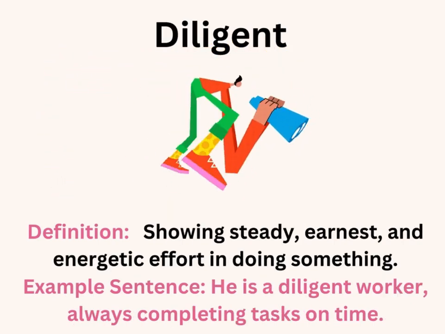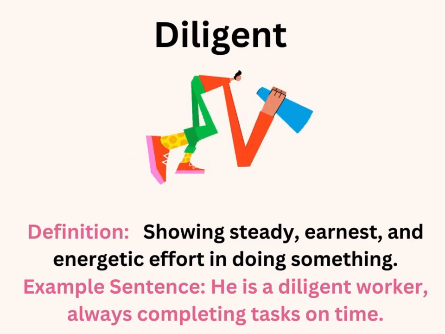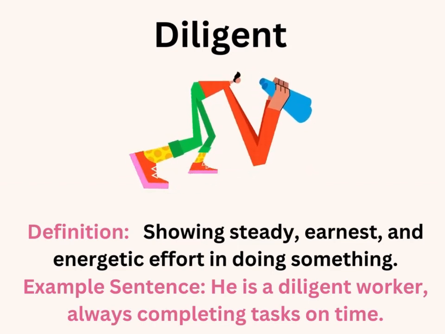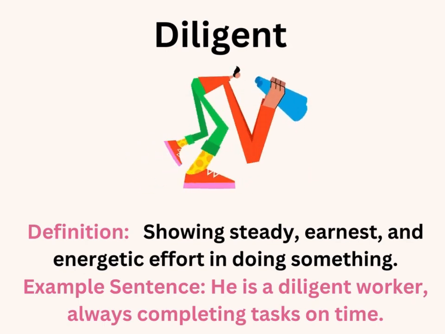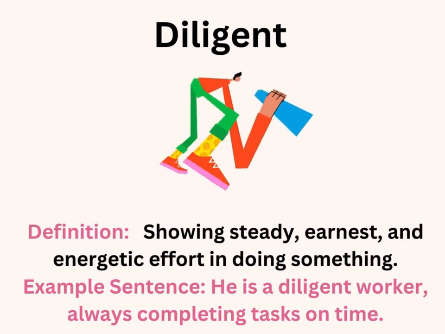Word: diligent. Definition: showing steady, earnest, and energetic effort in doing something. Example sentence: he is a diligent worker, always completing tasks on time.